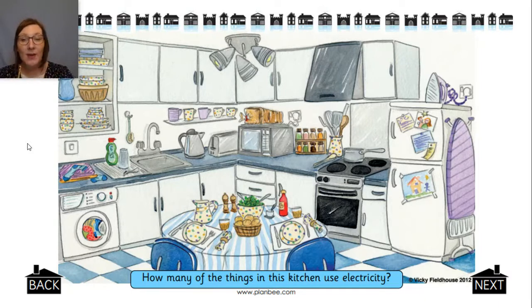So I want you to pause the video here, have a chat with the person in the room or with your teddy and talk about how many things in this picture use electricity. Pause the video now.